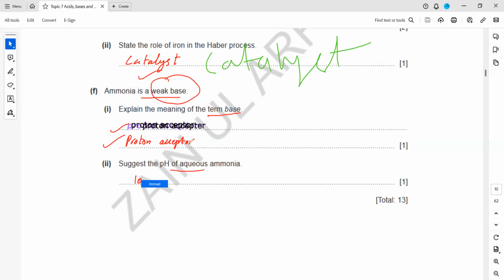In the exam, you're not supposed to write the range, write a number. So any number is acceptable, like 8 to 11, any number you can write, 9, 10, 8, fine. These all are correct.